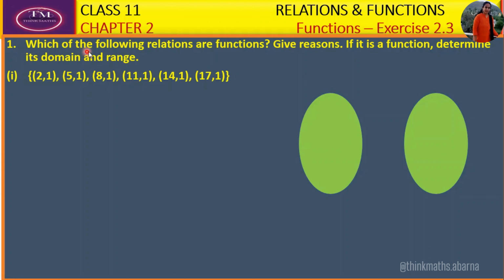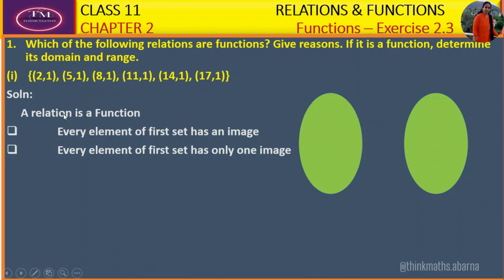First question: which of the following relations are functions? Give reasons. If it is a function, determine its domain and range. They gave a Cartesian product, that is, a relation, and we have to check whether they are functions or not. So what is a function? A relation is a function if every element of the first set has an image, and every element of the first set has only one image.